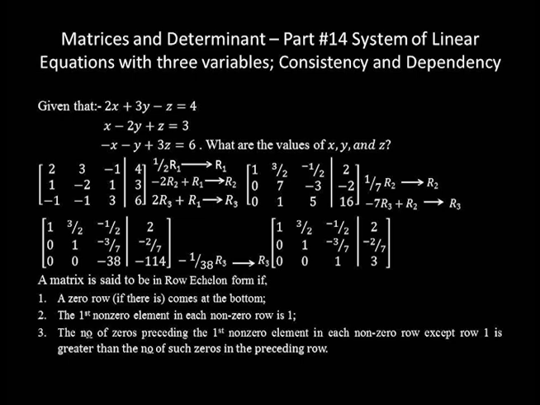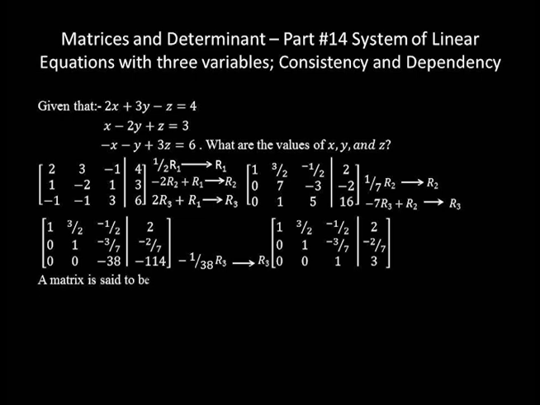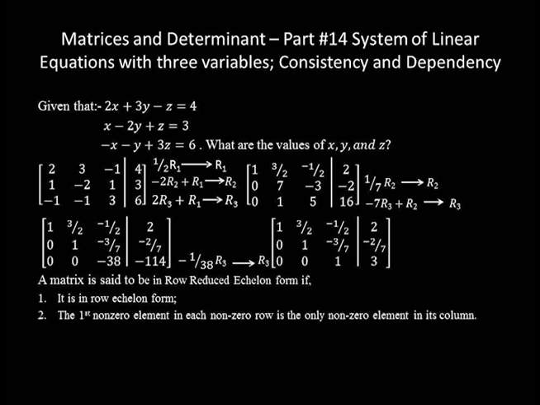Another terminology that is related to row echelon form is row reduced echelon form. A matrix is said to be in row reduced echelon form if it fulfills the following two requirements. One, it is in row echelon form. The second requirement: the first non-zero element in each non-zero row is the only non-zero element in its column.